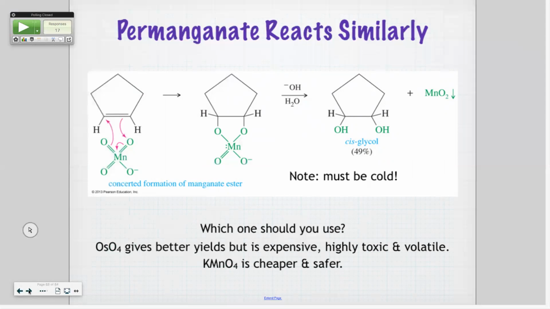Now, it's really important when you do this one that it is cold. Okay, you have to keep it cold. A lot of times they will say cold on the arrows. Okay, because that's going to make a difference.